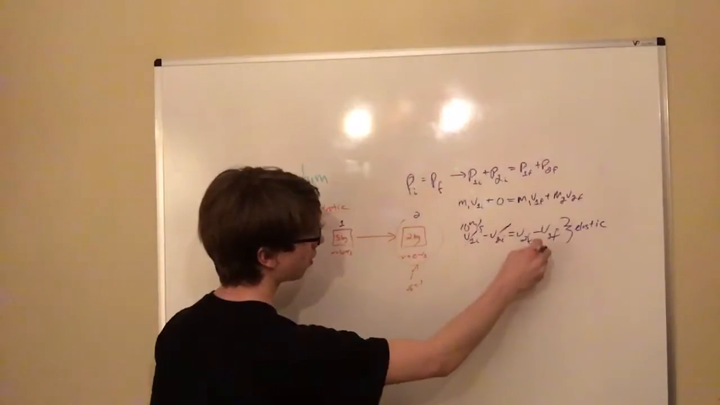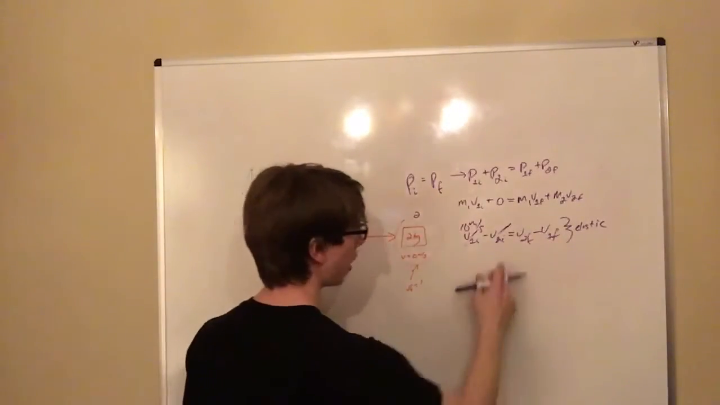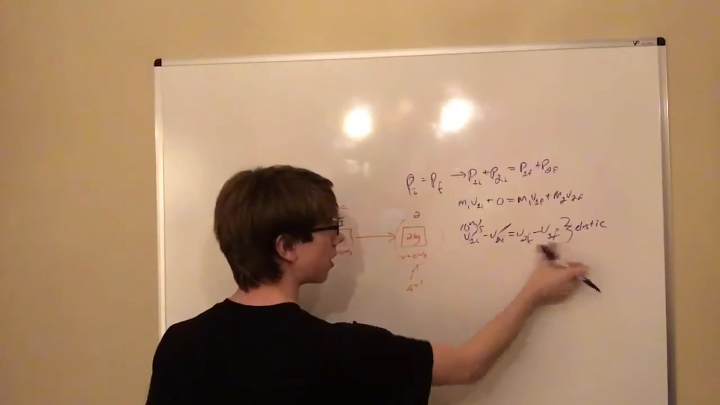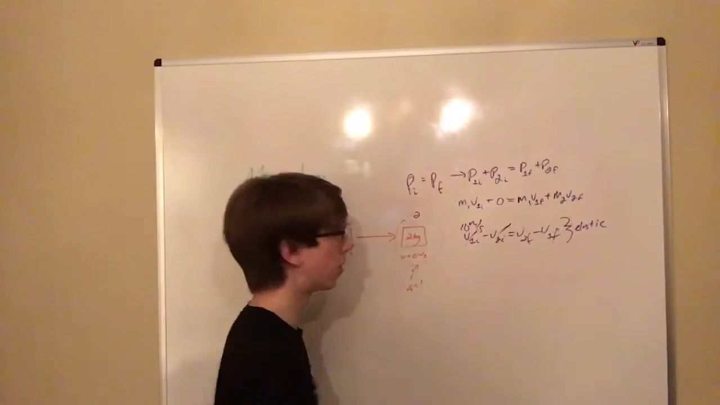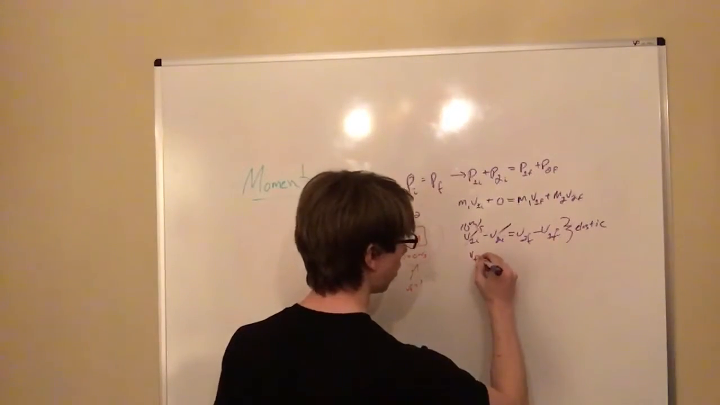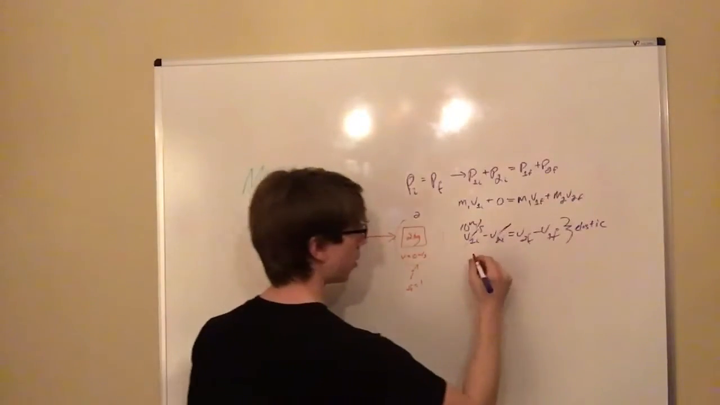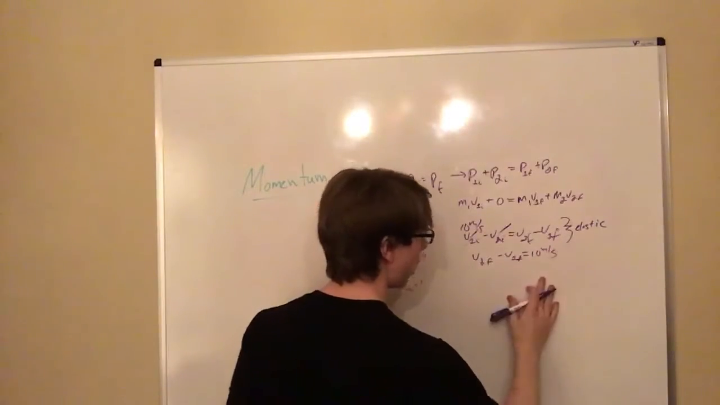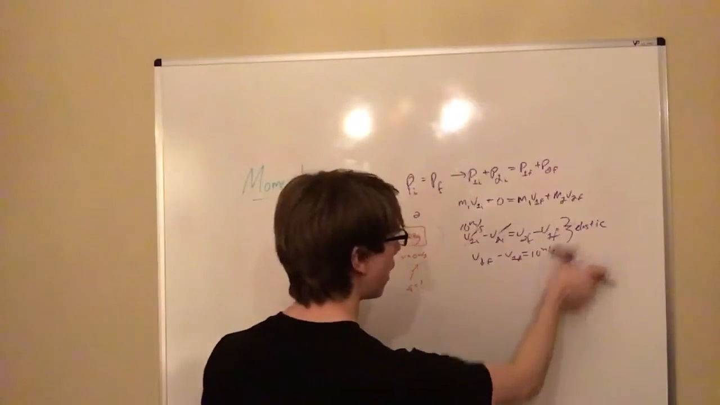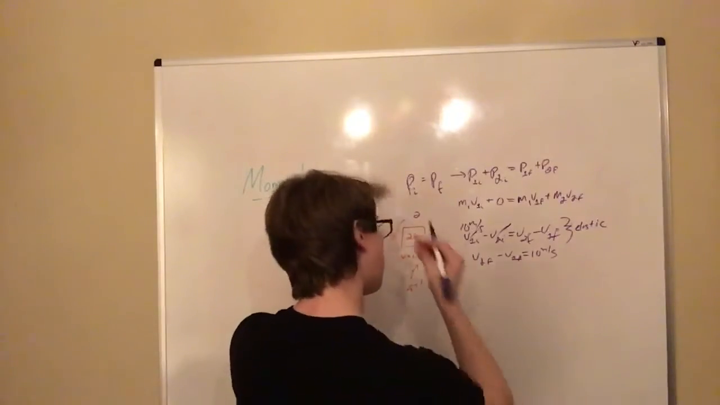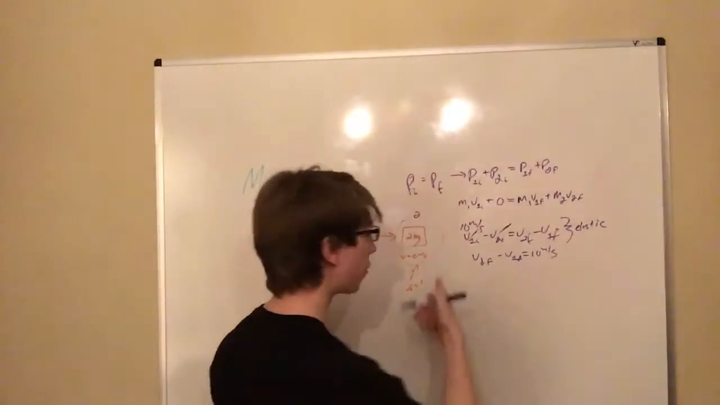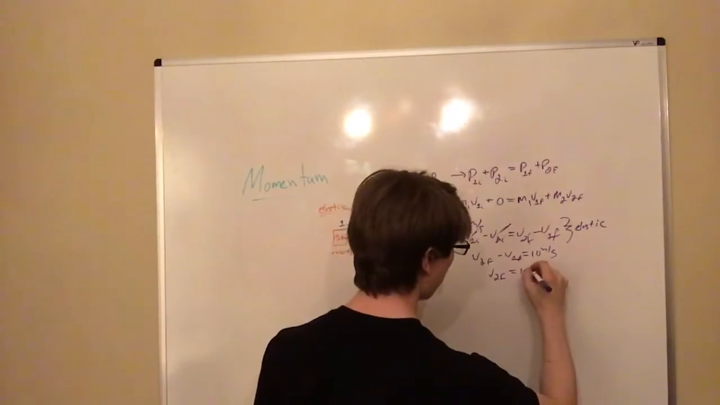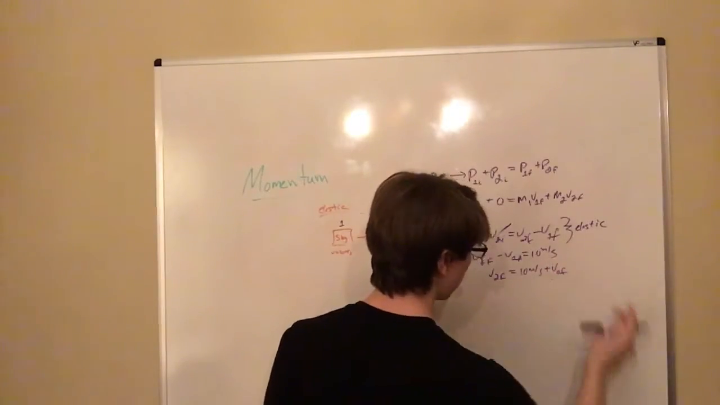And so v2 final minus v1 final, neither of which we know, is equal to 10 meters per second. Right? So v2 final minus v1 final is equal to 10 meters per second. And so we can solve for v1 final and input that here, or we can just solve for v2 final and input that here. So we're going to do v2 final. v2 final is equal to 10 meters per second plus v1 final.